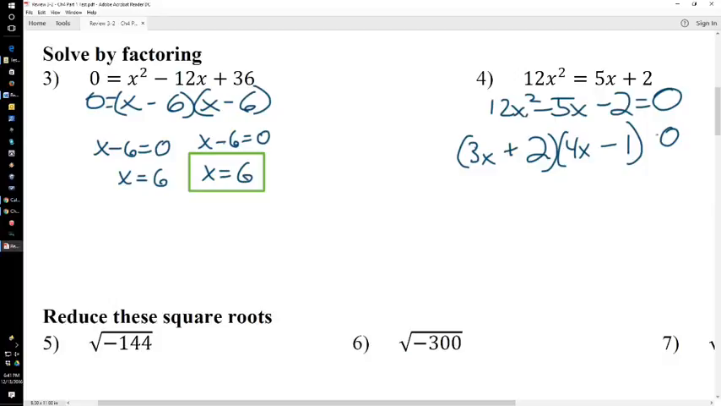So again, we check it the same method. Outside, inside. So 3 times negative 1 is negative 3. 2 times 4 is 8. Negative 3 and 8 add up to positive 5, which is almost what we want. We wanted a negative 5 instead. So what I'm going to do is change my signs.